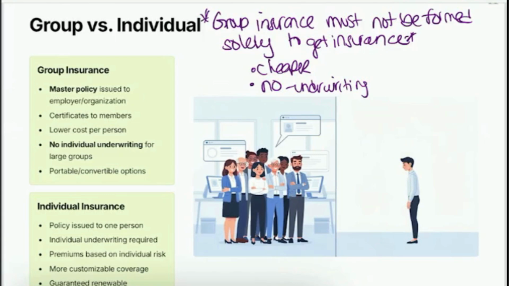The other test question that they love here is this master policy and certificates of insurance. Okay. So who owns the master policy in the group setting? When it comes to a group policy, group insurance, the master policy is owned by the employer or the organization. So they're going to have that huge 1,000-page document. I worked for a very, very large car dealership that actually had multiple locations.